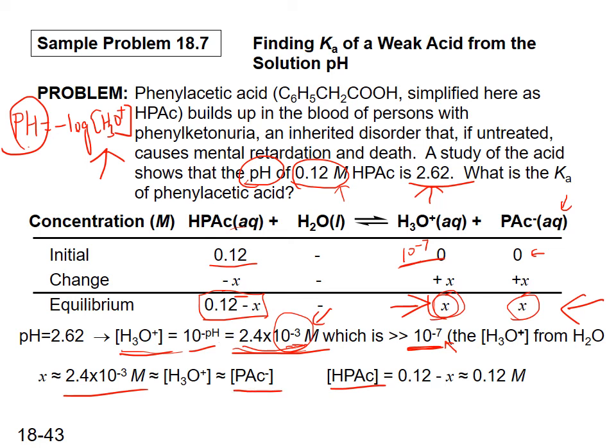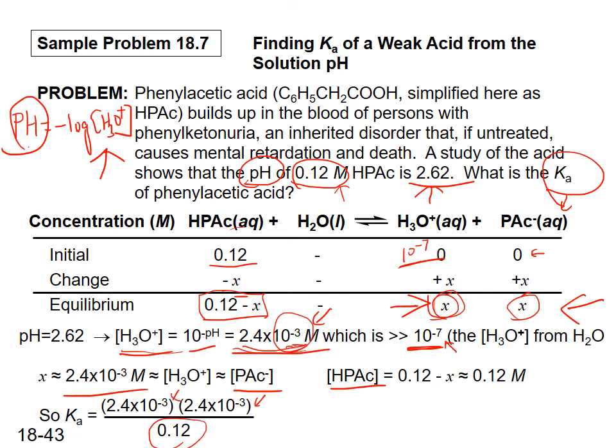Okay, now we are ready to calculate Ka. Ka is the products divided by reactants at equilibrium. So this is X times X divided by the acid at equilibrium. Put it back into the equation, and we can calculate 4.8 times 10 to the negative 5. That's the acid constant for this weak acid.